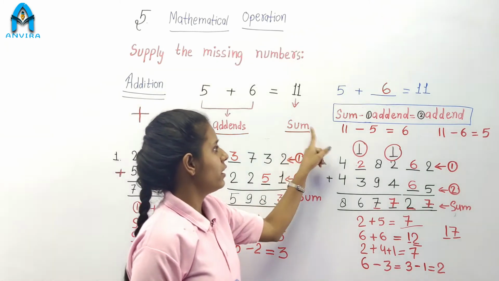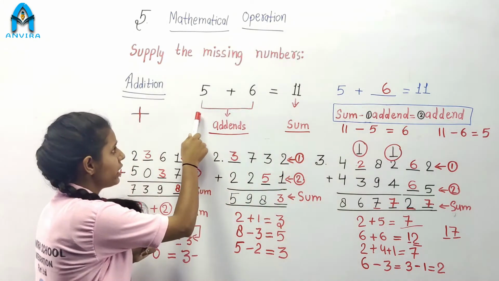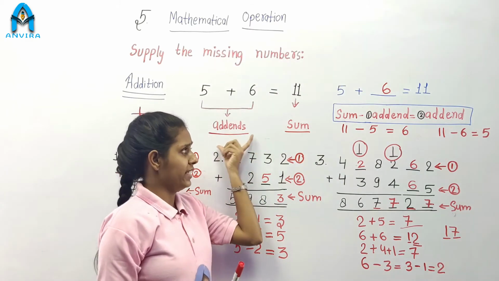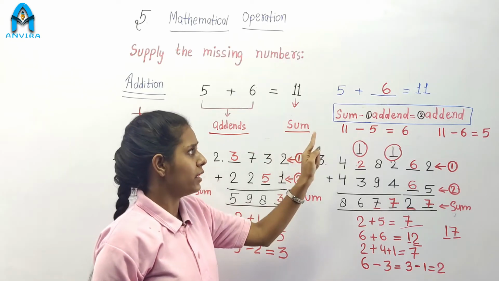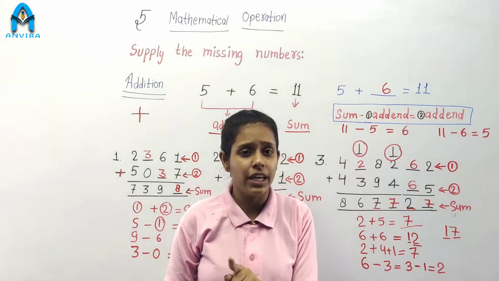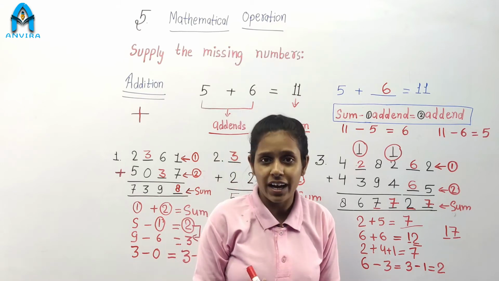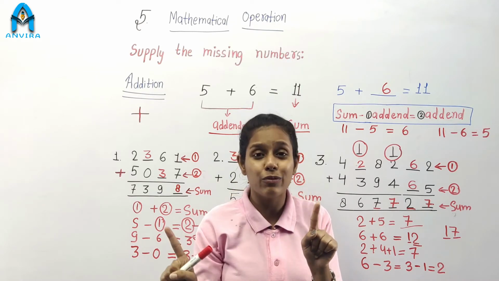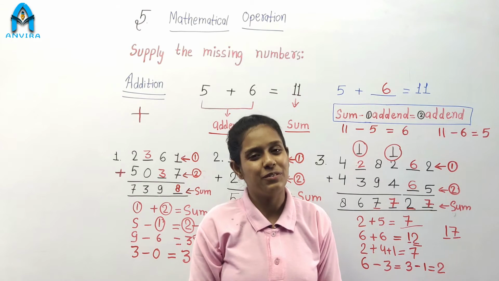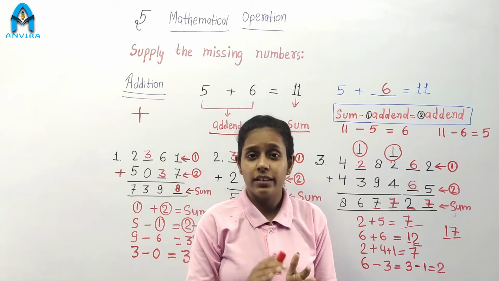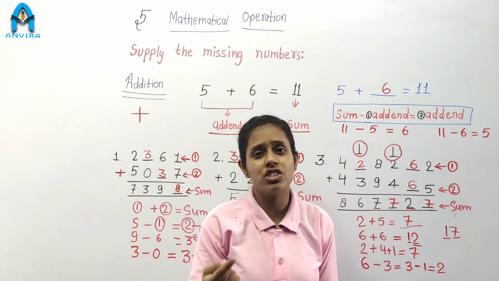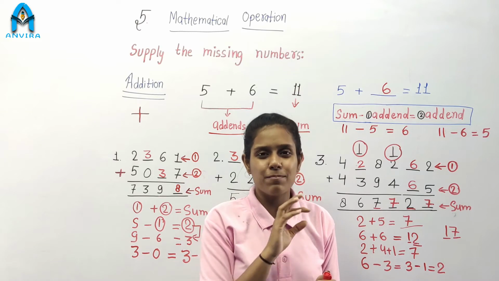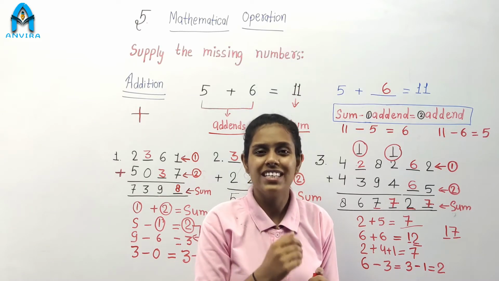So, what you learn: if both our addends are given and we find the sum, we have to add both addends. But if one addend is missing, what do we have to do? We have to subtract. Sum minus addend is equal to the second addend. Now, which is our next operation? First is addition and then second is subtraction. Let's start our next operation, subtraction.